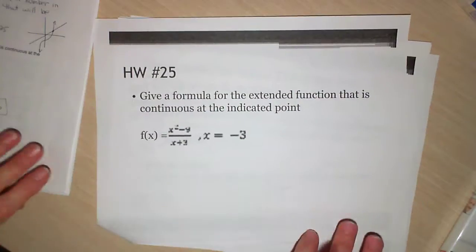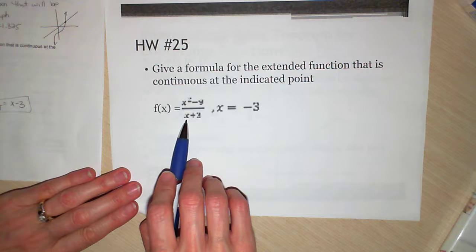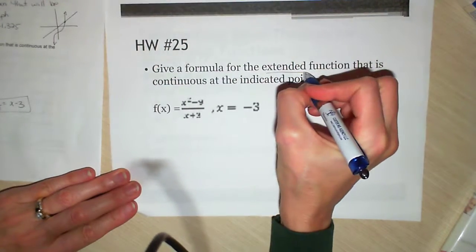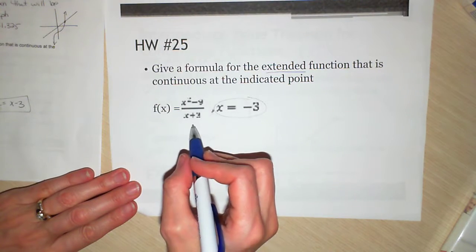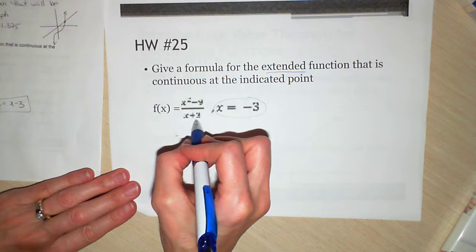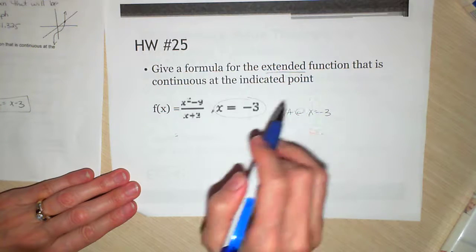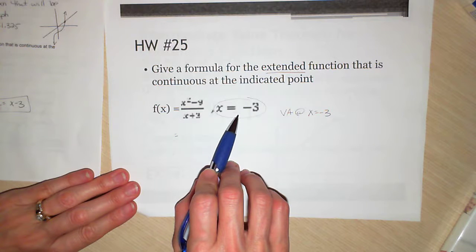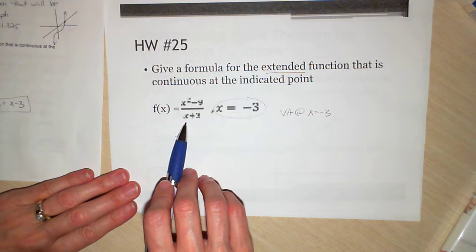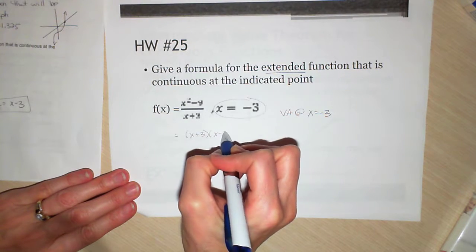The last thing is we're looking at a homework problem, homework number 25. So they give us this function, and then they say give the formula for the extended function that is continuous at the indicated point. Well, the first thing I notice about this function is I would have a vertical asymptote at x = -3, right? So when I initially look at it, I think, oh, I'm not continuous at x = -3.